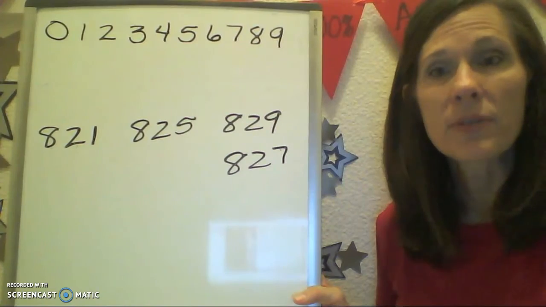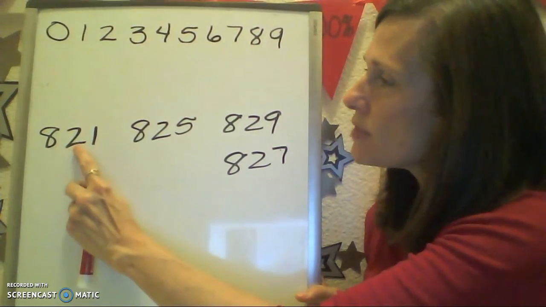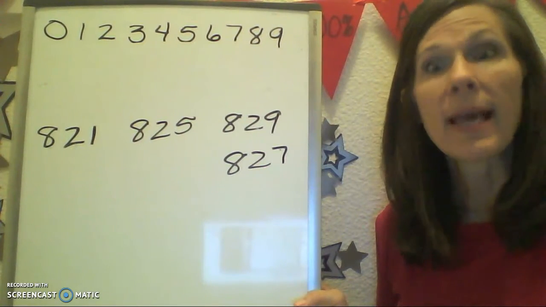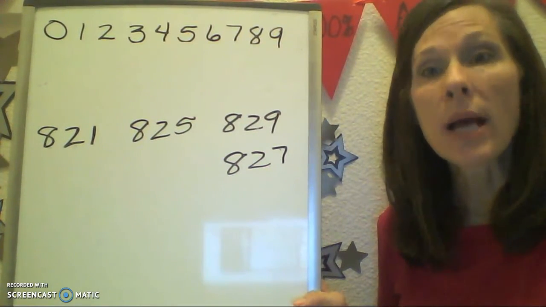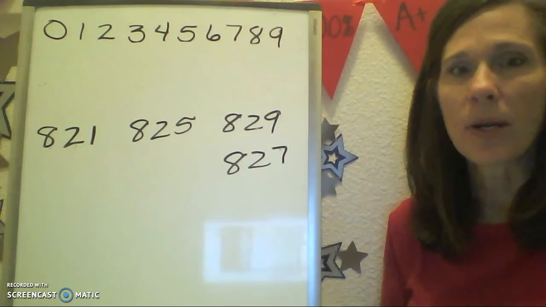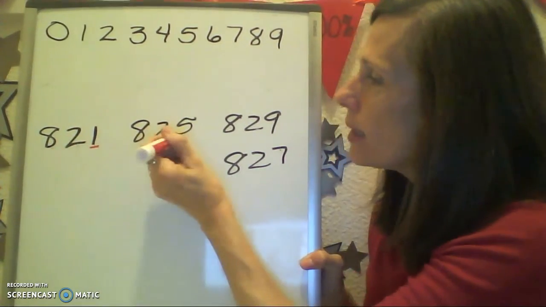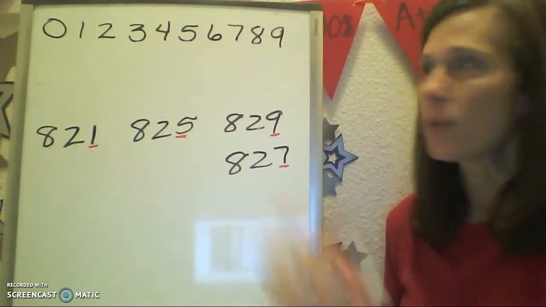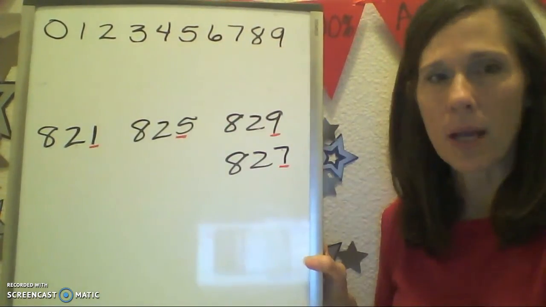Okay, so now I'm going to move to my tens place. Well, I notice I have a 2, 2, 2, and 2. Well, now I have to go to my ones place and see what order they are. Well, I have a 1, a 5, a 9, and a 7. So I'm going to put them in the right order using my number line, right?